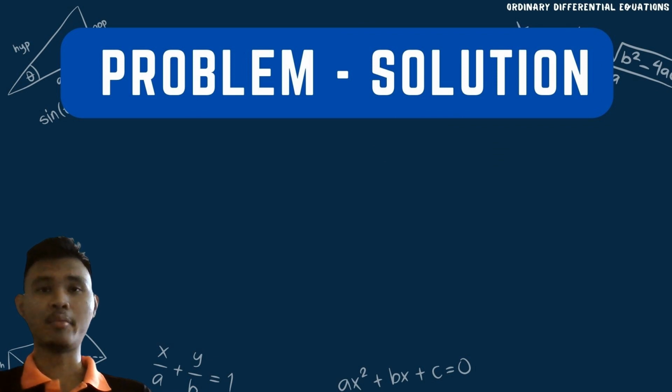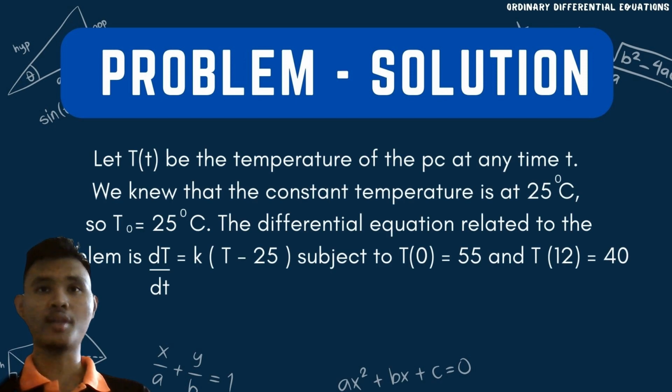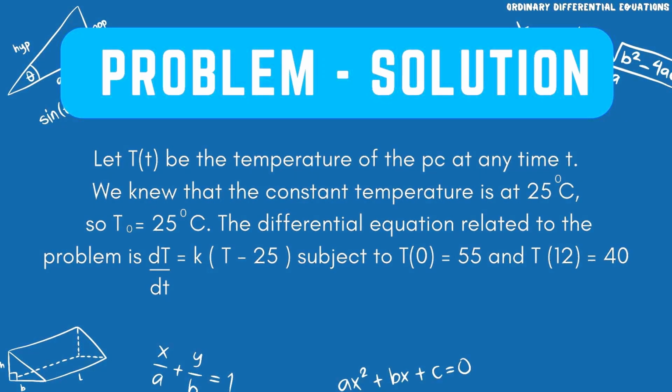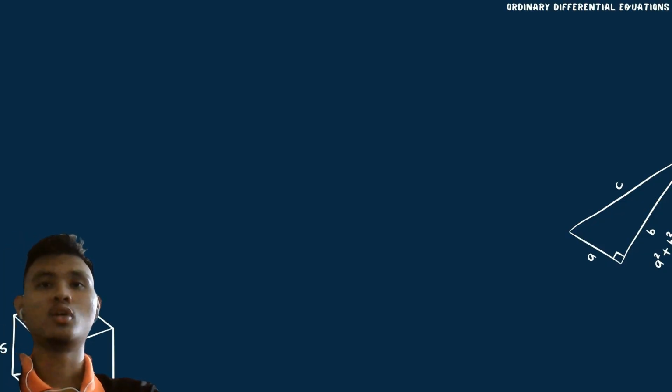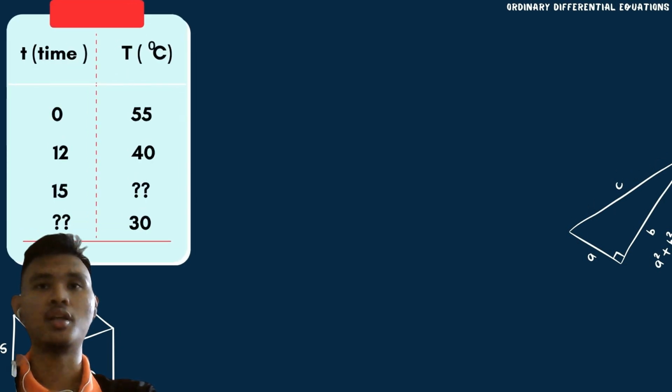Hi, my name is Muhammad Farhan bin Muhammad Amirul, and now I'm going to present the solution for this type of question. So, we let T be the PC's temperature at any time. We know that the constant surrounding temperature is 25 degrees Celsius. The differential equation related to the problem is dT/dt equals k(T minus 25), subject to T(0), which is 55 degrees Celsius, and T(12), which is 40 degrees Celsius. To have a better understanding, we gather all the information given and place it into a table.